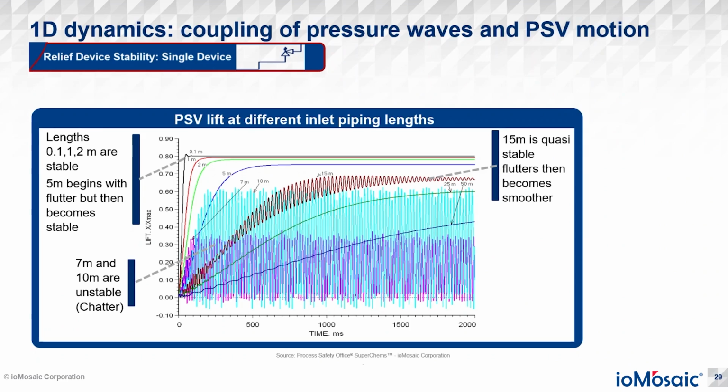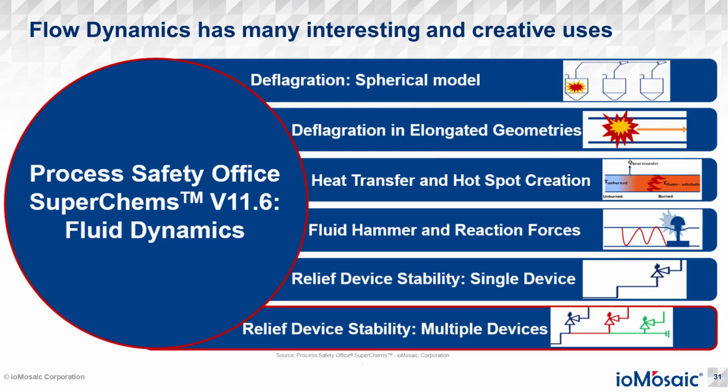But as you get into that middle territory, the neon blue and then pink line, the 7 meter and 10 meter region, we can clearly see chattering in the valve. Further out, at 15 meters, we get some fluttering motion, but it's quasi-stable. At 25 and 50 meters, pressure waves are generated, but it takes a long time for them to come back to the PSV. So they are for all intents and purposes stable, but may not reach full lift and therefore full capacity. That's how we can use it for single devices.